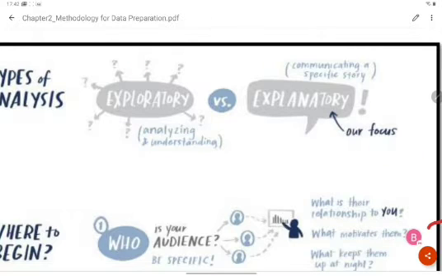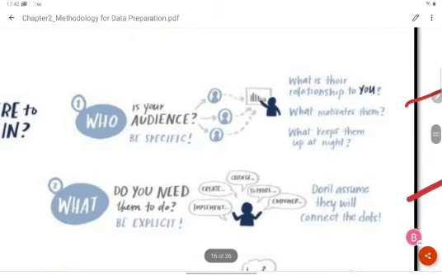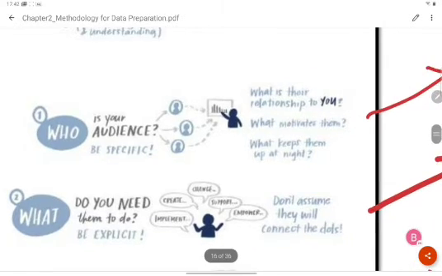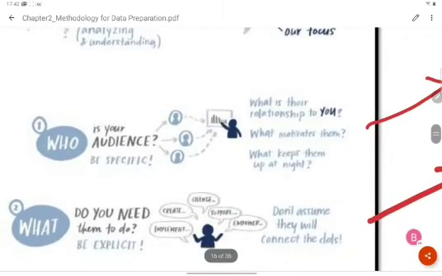And then where do we begin? Okay, the first one is who is your audience. You have to be specific. What is their relationship to you? What motivates them? And what keeps them up at night? Okay, you have to clearly define your audience.